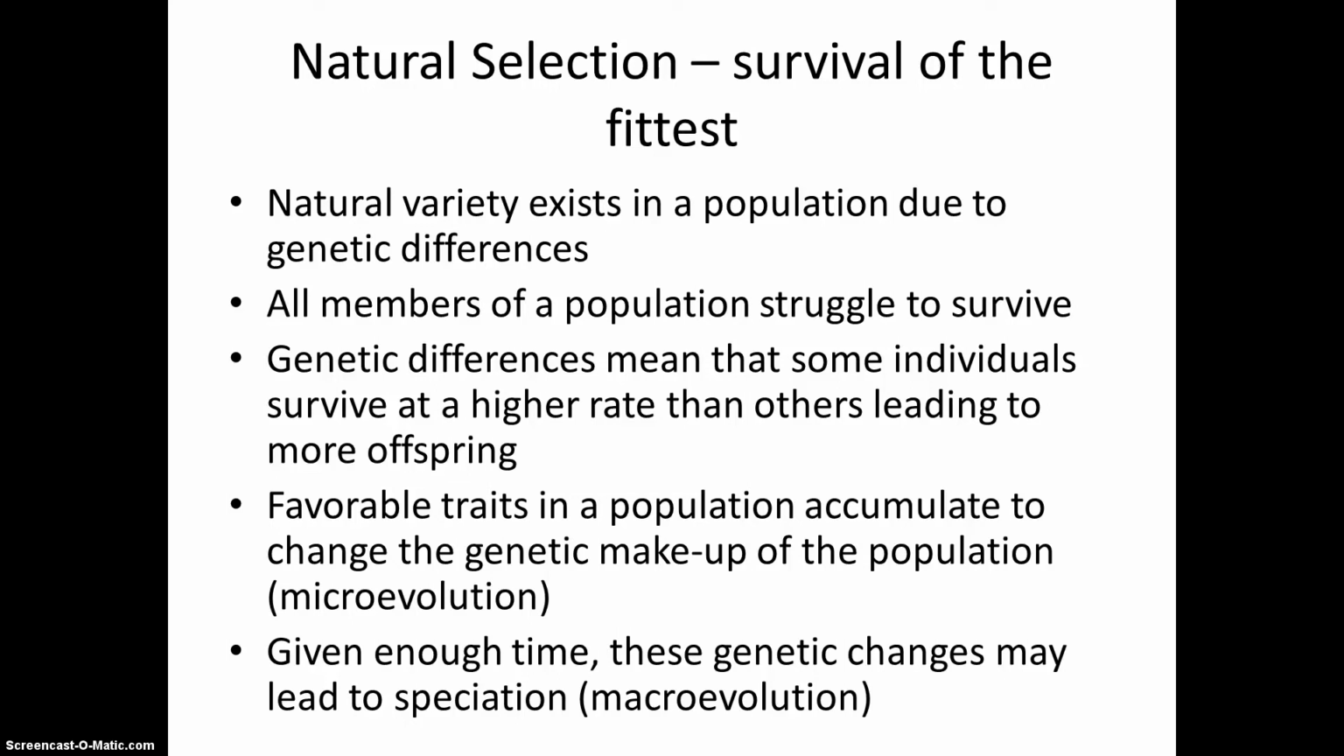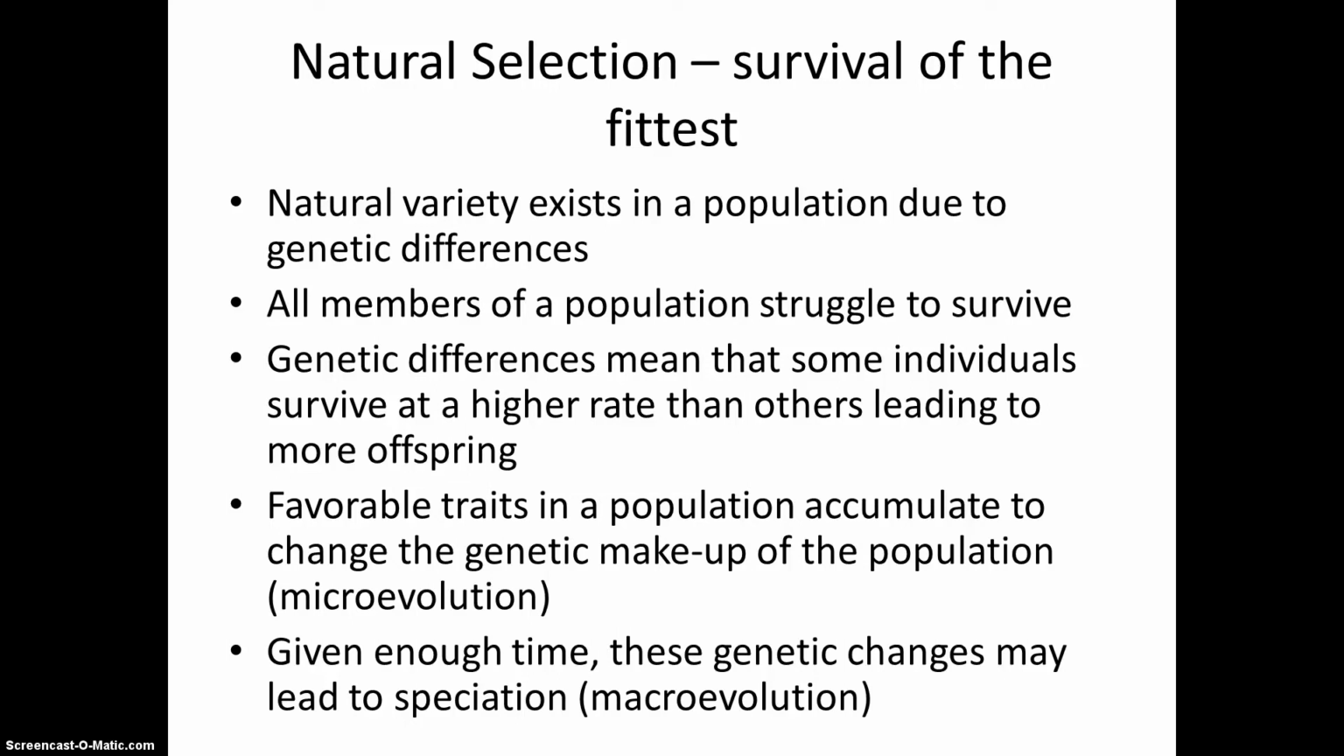Third, genetic differences mean that some individuals survive at a higher rate than others, leading to more offspring. So if you are better fit for your survival or better fit in your niche, you will survive longer and therefore produce more offspring during your lifetime. Finally, favorable traits in that population accumulate and change the genetic makeup of the population. This is microevolution. The more offspring you produce that have those favorable traits, the more the population begins to look like the original that had those favorable traits. And I'll show you a picture of this in a second.